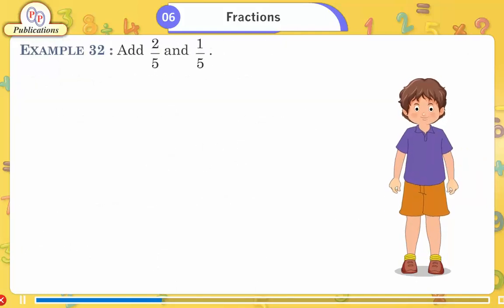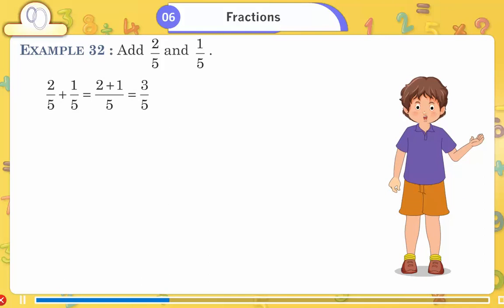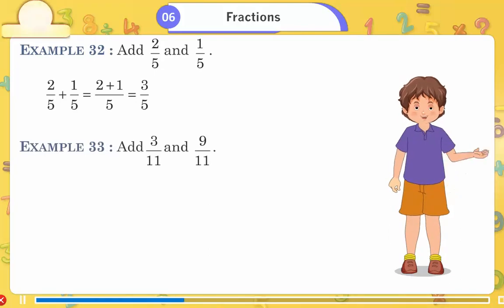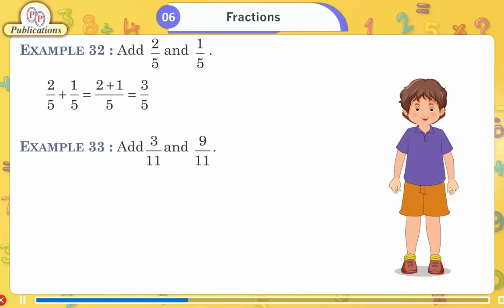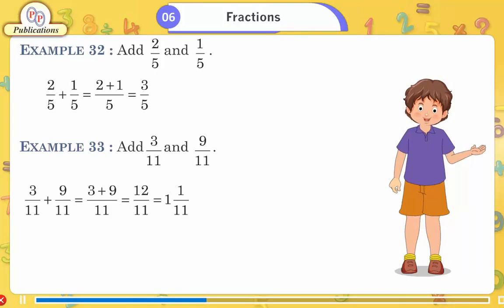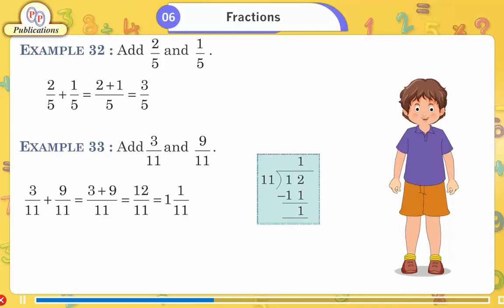Example 32. Add 2 upon 5 and 1 upon 5. 2 upon 5 plus 1 upon 5 is equal to 2 plus 1 upon 5 is equal to 3 upon 5. Example 33. Add 3 upon 11 and 9 upon 11. 3 upon 11 plus 9 upon 11 is equal to 3 plus 9 upon 11 is equal to 12 upon 11 is equal to 1 and 1 upon 11. 12 is divided by 11.